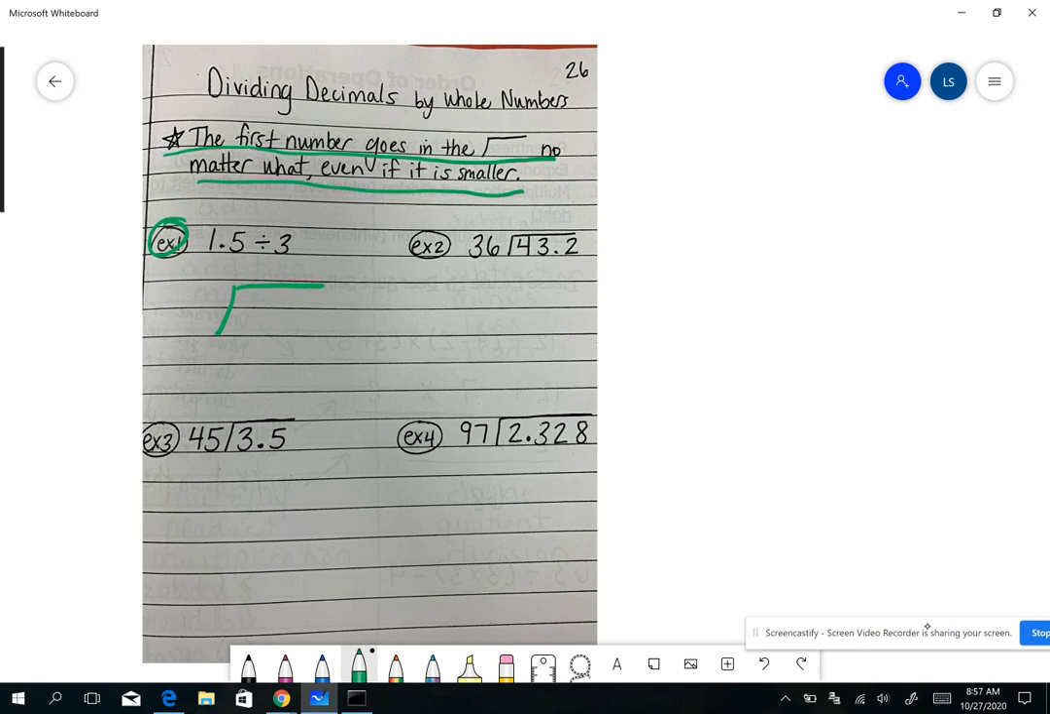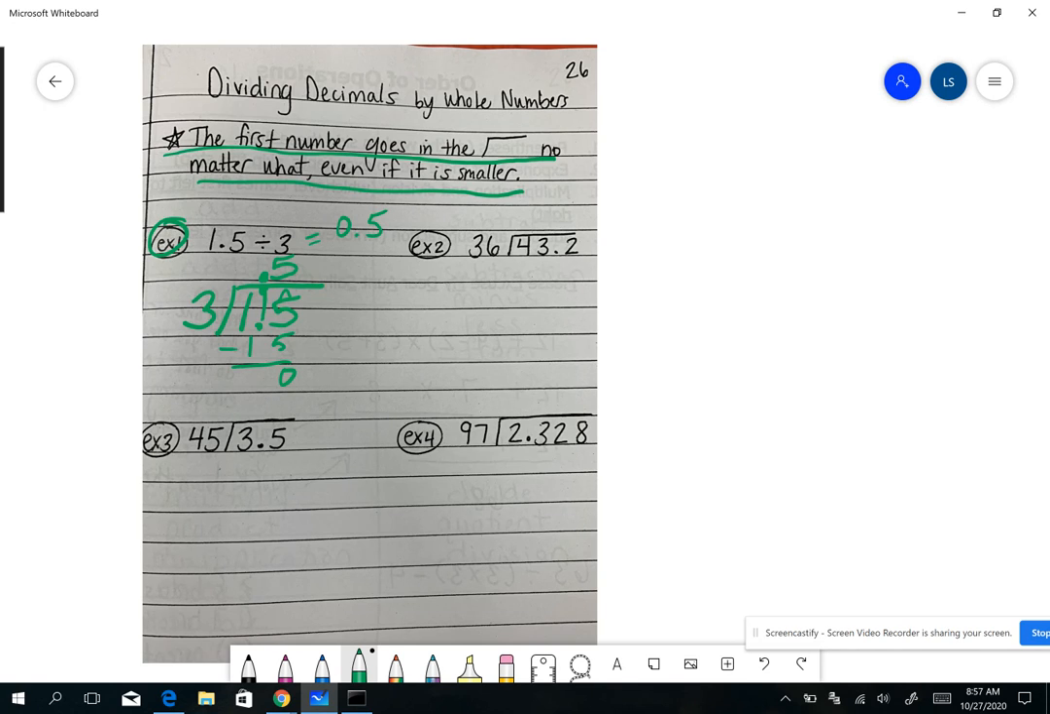So let's write this down. We learned in the last lesson that when you have a decimal in your dividend, you have to bring it straight up. Can 3 go into 1? No. Can 3 go into 15? Yes. It goes in 5 times. 5 times 3 is 15. Subtract, you get 0. So your answer to this is 0 and 5/10, which makes sense, because if you had $1.50 and you divided it by 3, you would have 50 cents plus 50 cents plus 50 cents is $1.50.